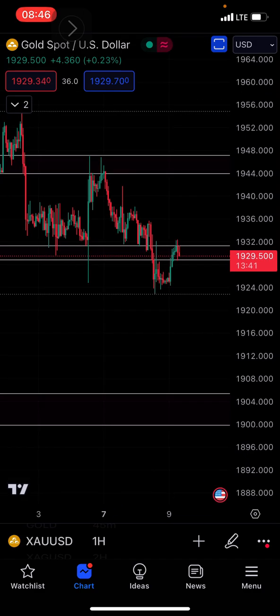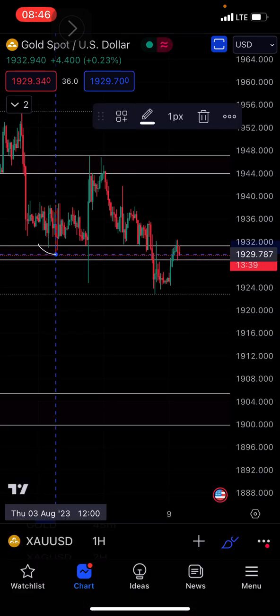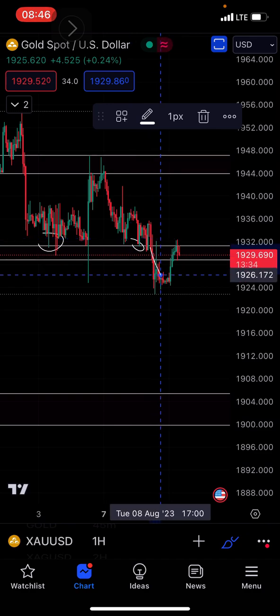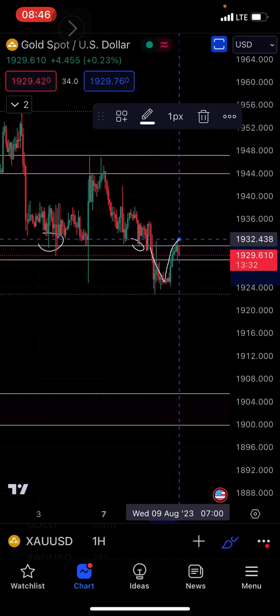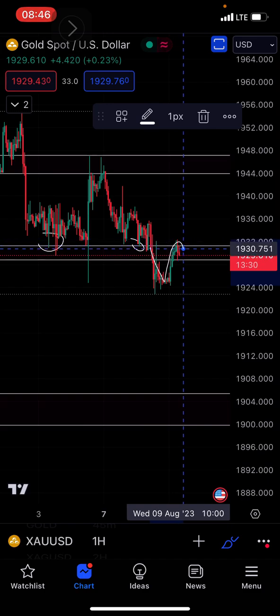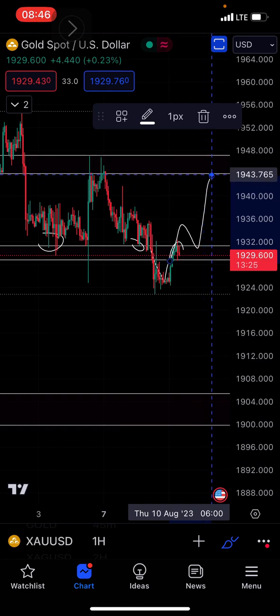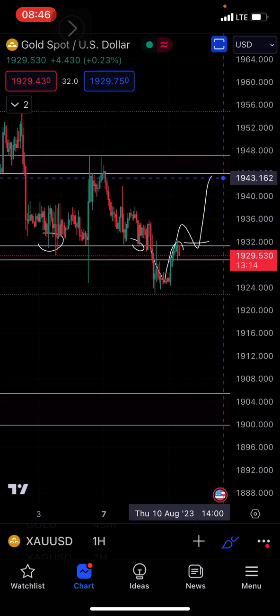As you can see on the other side, this acted as a previous support on the lower time frame, so we did a break to the downside. Now we're testing. If we're able to break it and recover, we'll go back to 1940 to 1944, the resistance zone. Then maybe take a trade from 1932 to 1942, 100 pips.